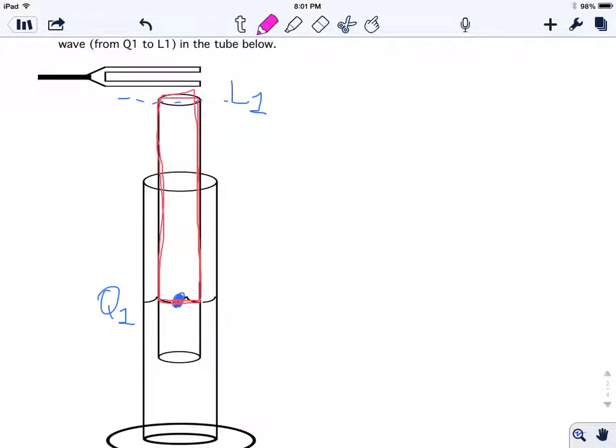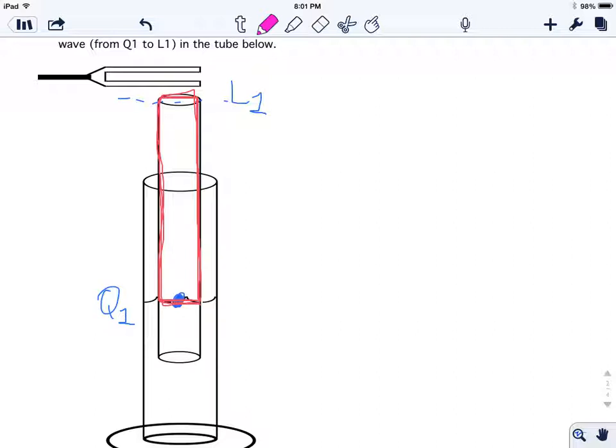So you want to make sure that you're drawing in on this part of the lab when you scroll down from the first quiet spot Q1 to the first loud spot L1, and you want to make sure that it is fitting within the tube from where it hits the water to the top of the tube. So I've kind of traced that out in red.